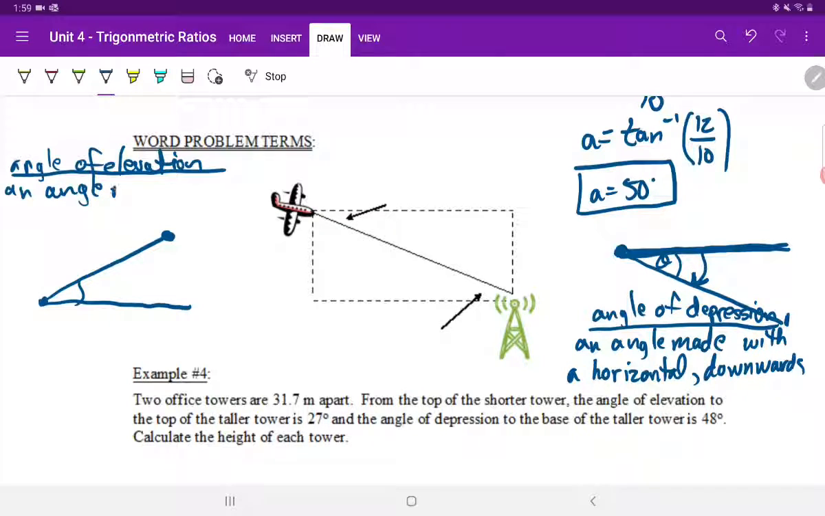An angle made with a horizontal looking upwards. Okay, so it's important that we understand that before we do some of these questions, okay? So, example 4.